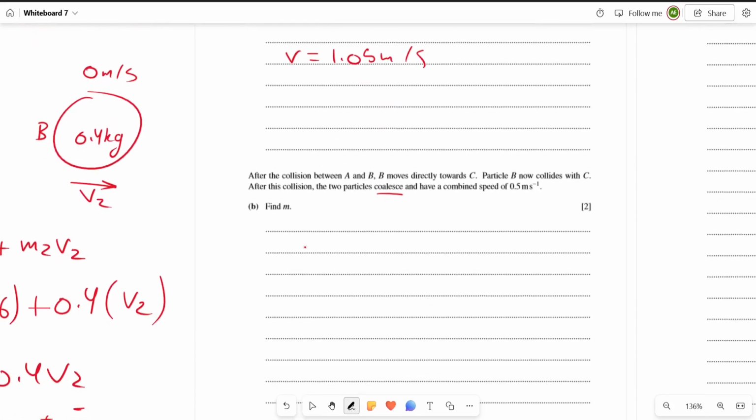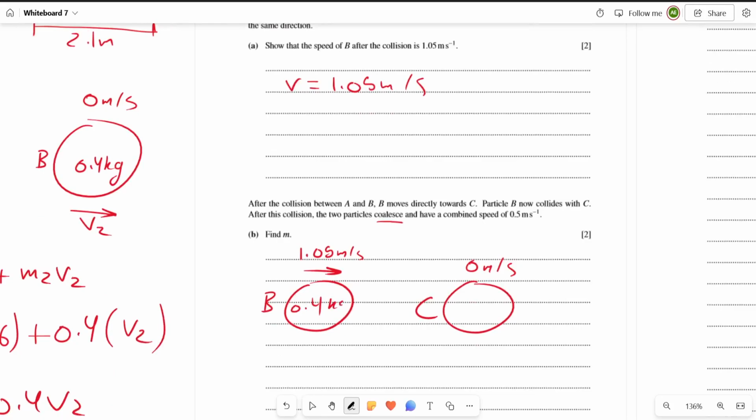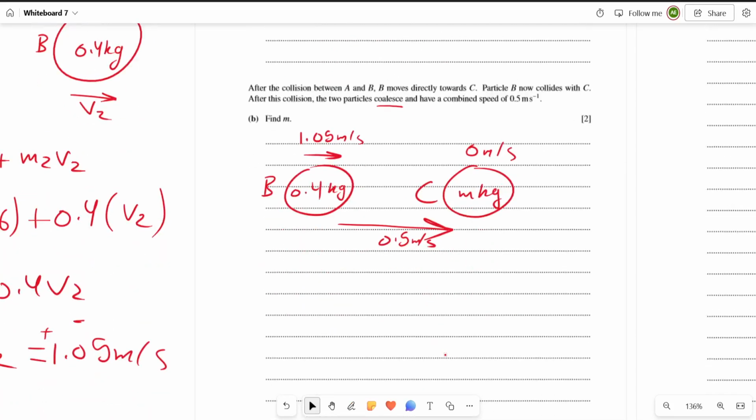First, let's draw again our momentum circles. Okay, so we have particle B, particle C. Particle B is moving to the right with a velocity of 1.05 meters per second. Particle C is at rest. Particle B is 0.4 kilograms, I believe. Yes, 0.4 kilograms. And particle C has a mass of m kilograms. And then they both combine and move with a combined speed of 0.5 meters per second after the collision.